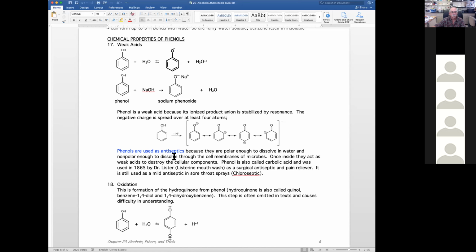So phenols are used as antiseptics. They're polar enough to dissolve in water. They're non-polar enough to dissolve through the cell membranes of microbes. And once inside there, they can act as weak acids to destroy cellular components. Phenol was also one time called carbolic acid, and it was used in the 1800s by Dr. Lister as a surgical antiseptic and pain reliever. It's still used in Chloraseptic. So yeah, Listerine came from Dr. Lister.